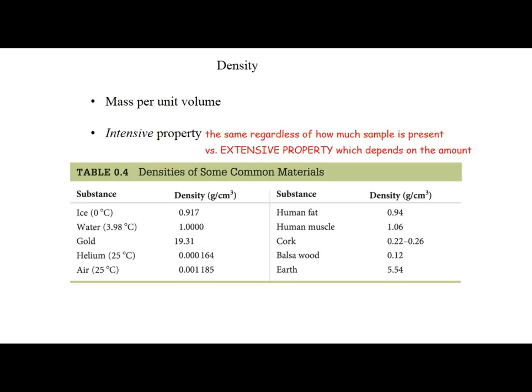The opposite of this would be an extensive property, which does depend on the amount. So for example, mass is an extensive property, where if you have a swimming pool full of water, then you have a much larger mass than if you just had a glass full of water or a drop of water.